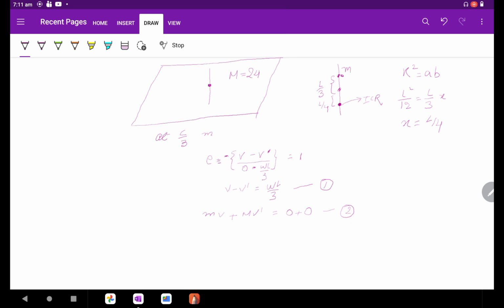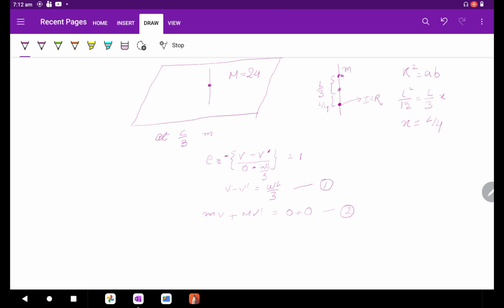This is the momentum post collision, and the momentum of the system before the collision, what was it? The rod was moving about its center of mass. The center of mass was at rest. So no momentum for the rod, no momentum for the mass.